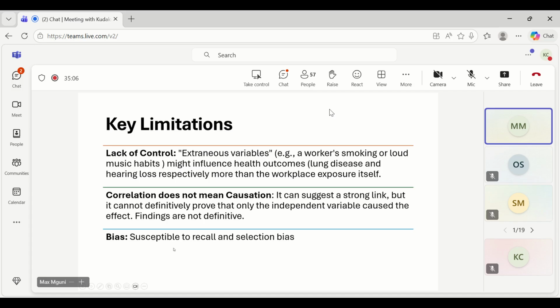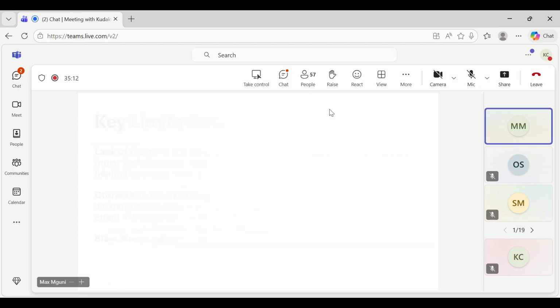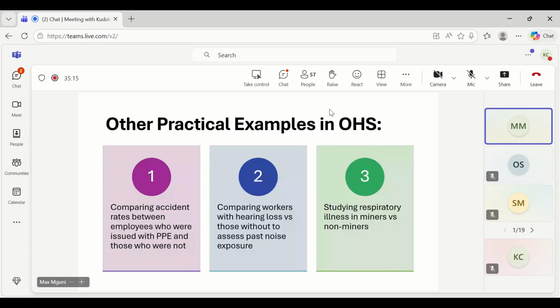Other practical examples: comparing accident rates between employees who are issued with PPE and those who were not, and studying respiratory illnesses in miners versus non-miners.